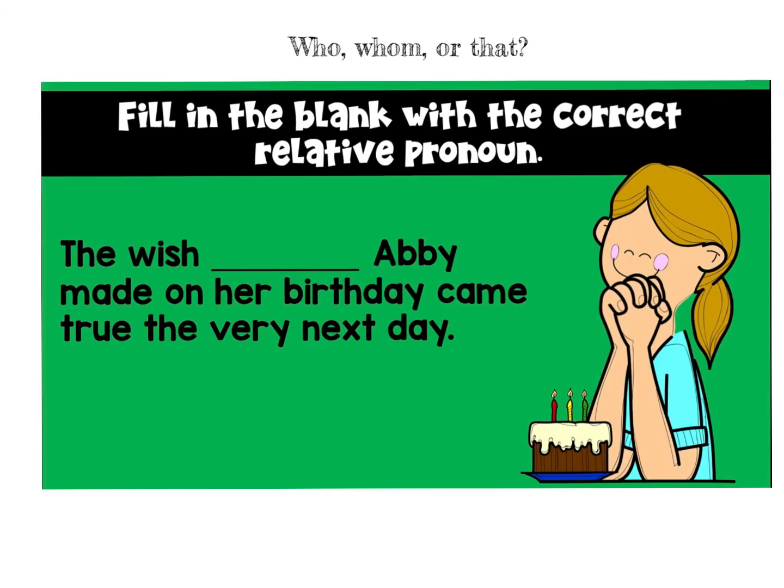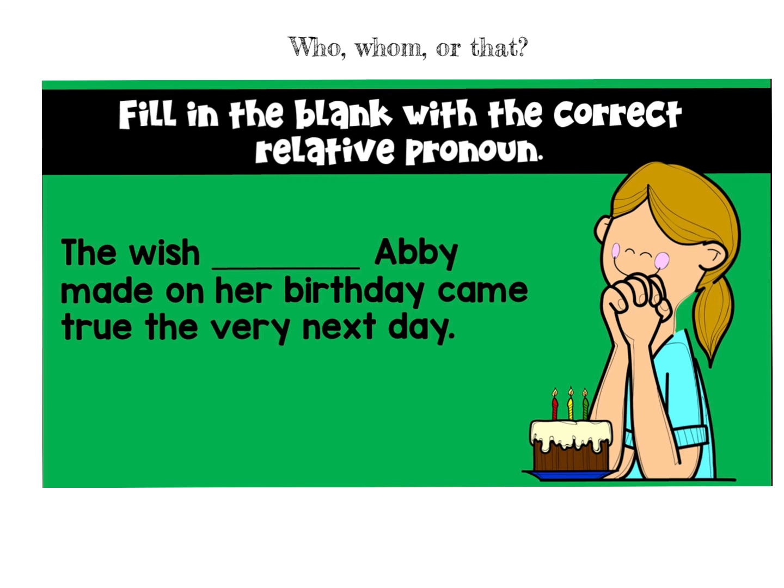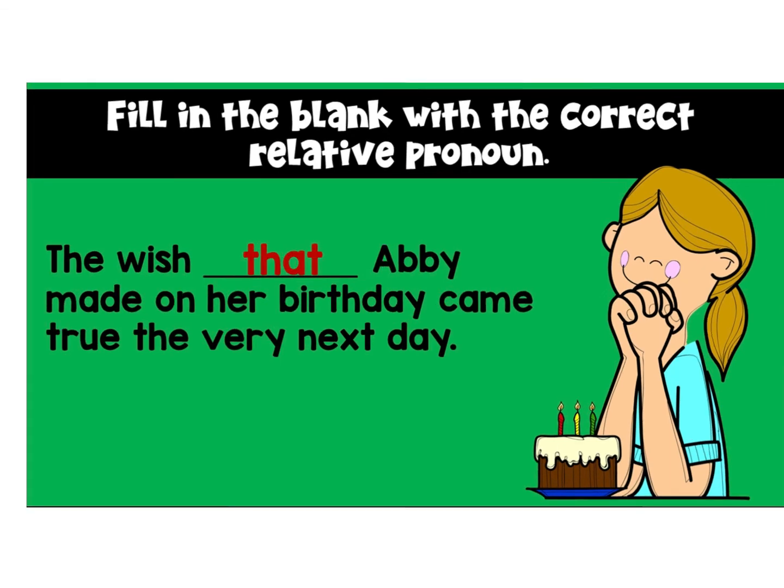Let's try another one. Fill in the blank with the correct relative pronoun. We're going to use who, whom, or that. The wish who, whom, or that Abby made on her birthday came true the very next day. The noun we're working with is wish, so which one would we use? That's right, because wish is a noun, but it's a thing, so we use that. Remember, that goes with things. Who and whom go with people.